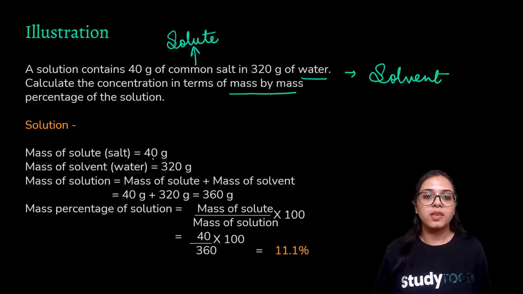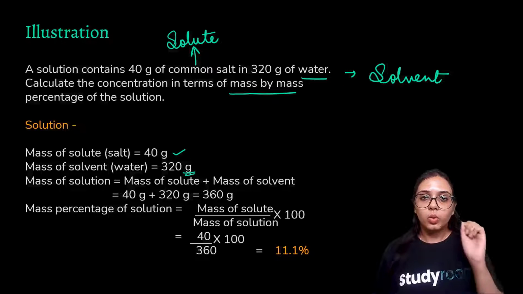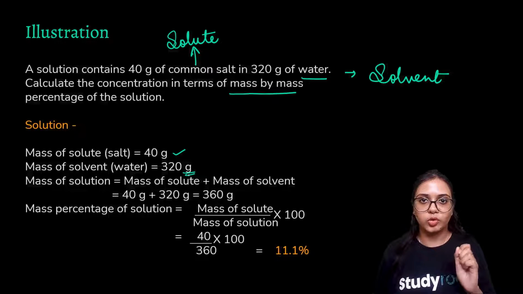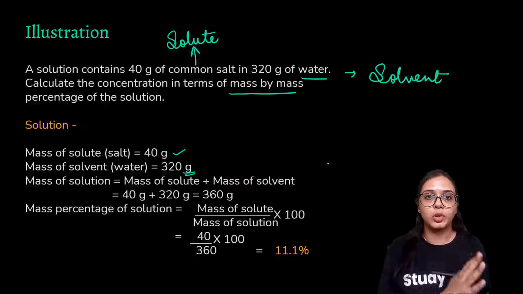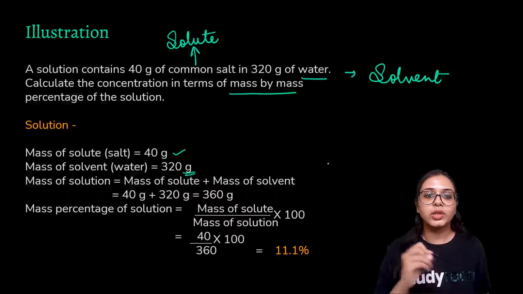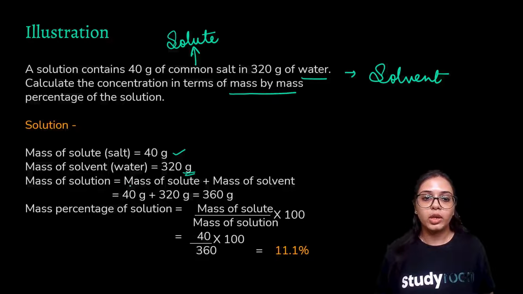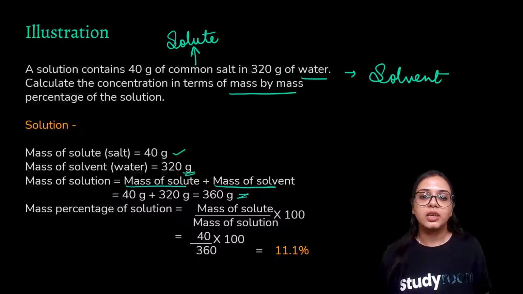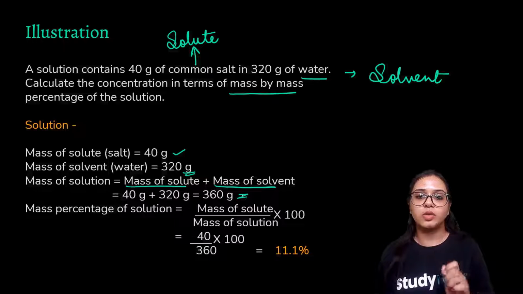So we know that the mass of the solute is 40 grams because that is the basic information given to us in the question. And we also know that the mass of the solvent is 320 grams. We only have to determine the mass of the solution now. What is a solution? A solution is made up of solute and solvent. So if we were to calculate the mass of the solution, we will be adding up the mass of the solute, that is 40 grams, and the mass of the solvent, that is 320 grams, and we will get 360 grams. That is the mass of the solution.